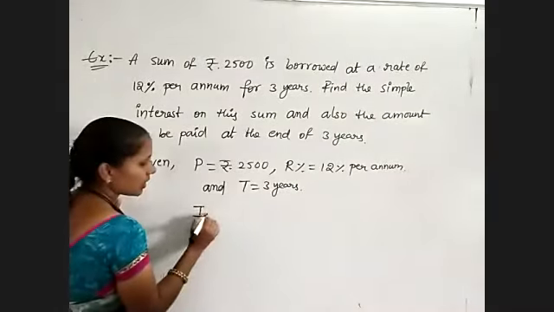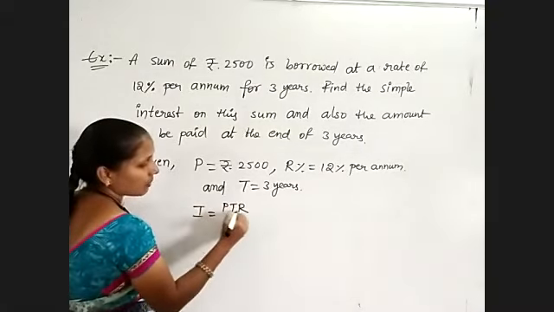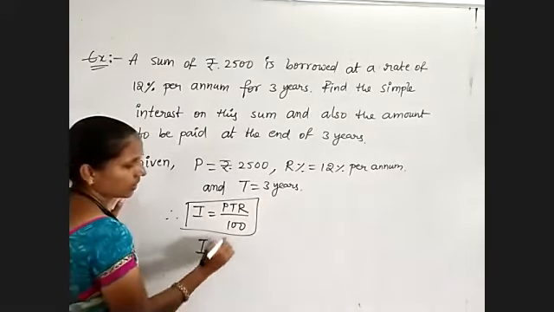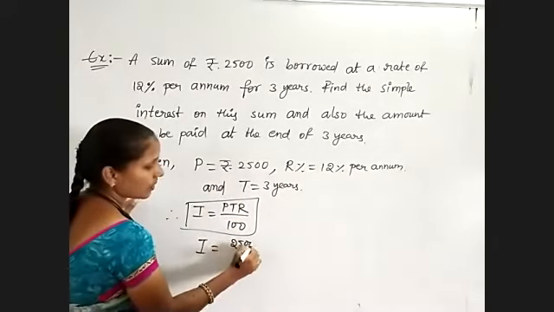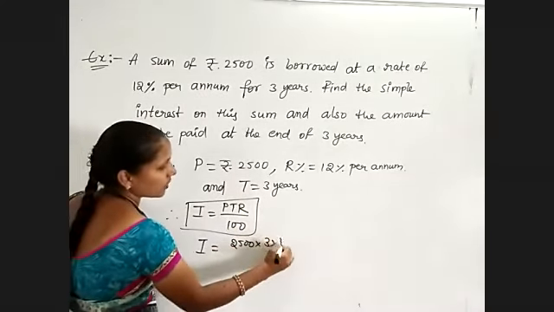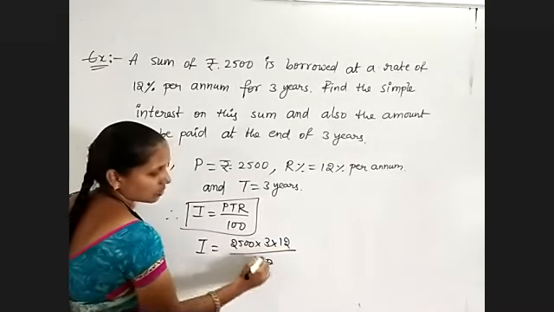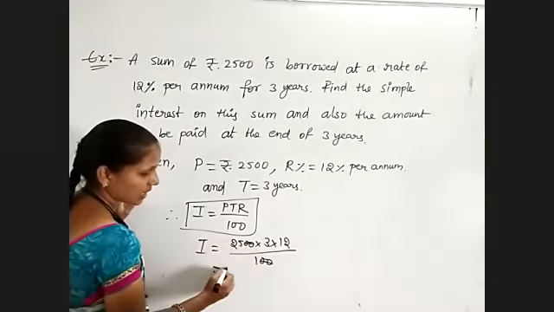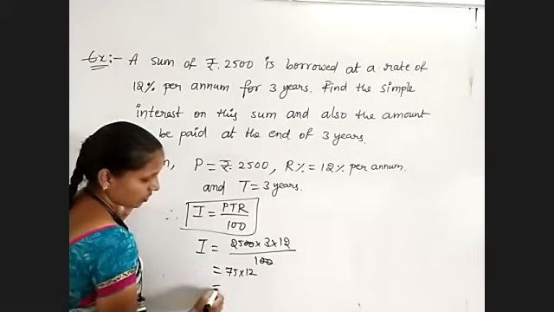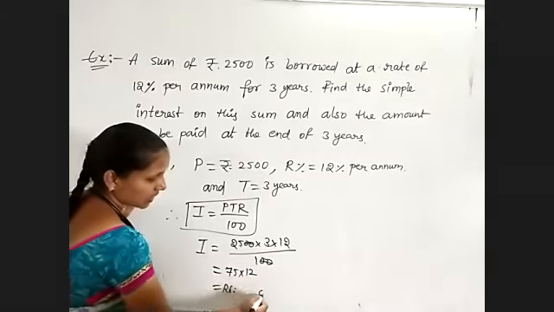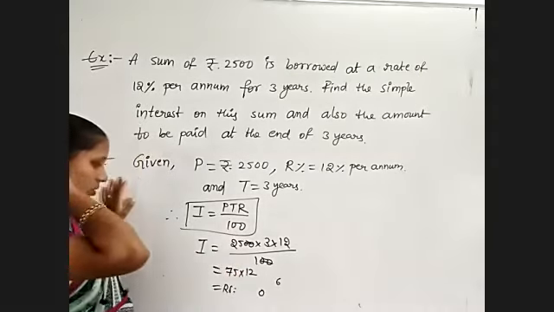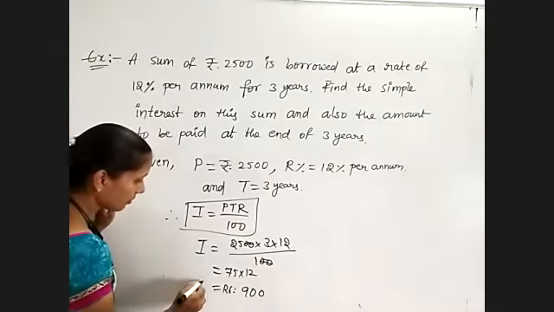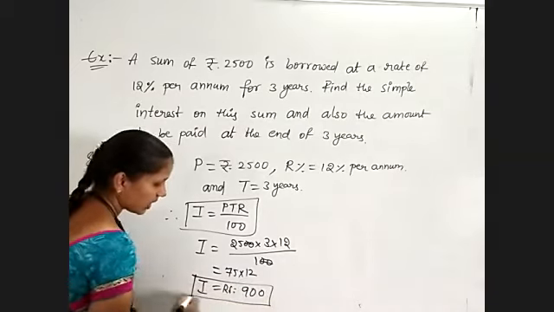What is the formula of simple interest? I is equal to PTR by 100. Yes or no? Therefore, the I value will be equal to P is 2,500 rupees, T is 3 years, R is 12%, by 100. 2 zeros will get cancelled. Now, 25 threes are 75, into 12. So the I value will be equal to 12 fives are 60, 12 sevens are 84 plus 6 is 90, so 900. So the interest is 900 rupees.